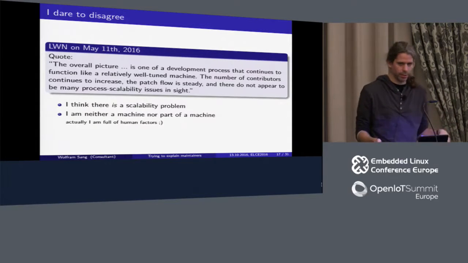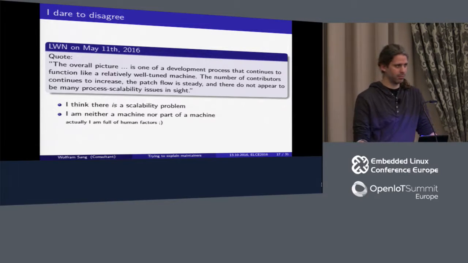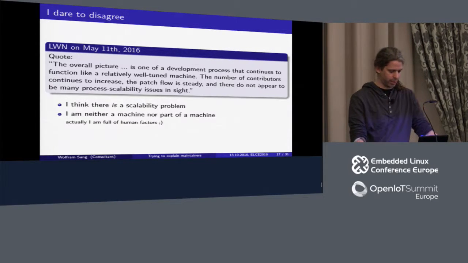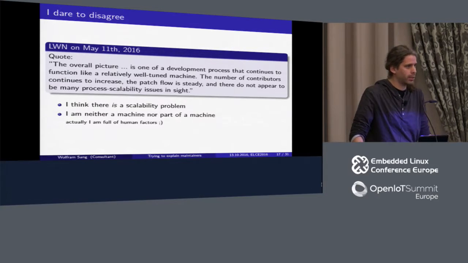So in general, I really like LWN, but I really don't like that they're always writing this. And luckily, John Corbet was last week at my talk. So I'm interested if he will write this again, that it's a well-tuned machine and there are no process scalability issues inside. Sorry, no. I disagree. We were in a discussion about this. I'm interested what will come out of that. And which I just figured yesterday, I don't want to be called a part of a machine, even a machine or part of a machine.